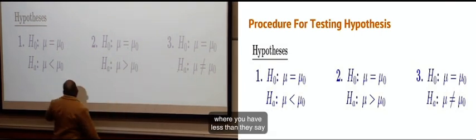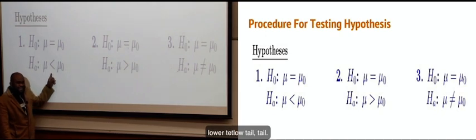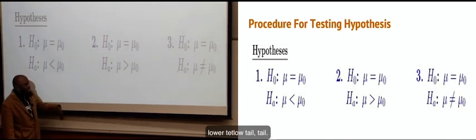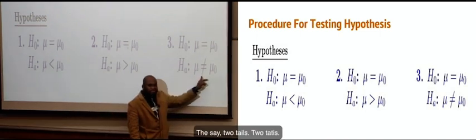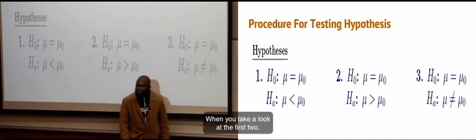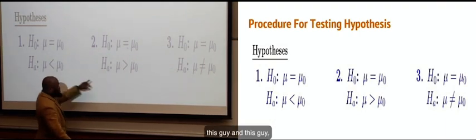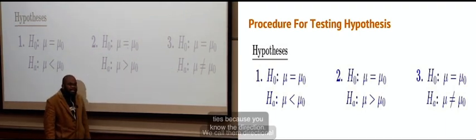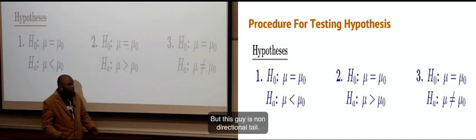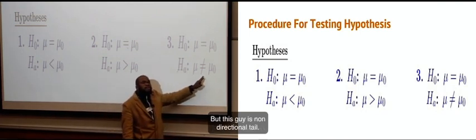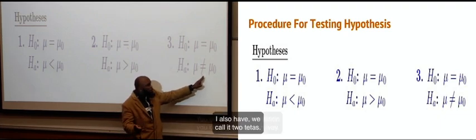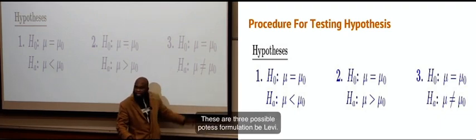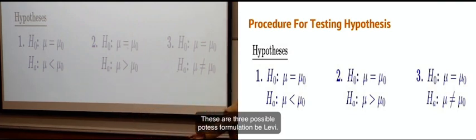So where you have less than, this is a lower tail test. This is an upper tail test. This is a two tail test. When you take a look at the first two, we call them directional tests because you know the direction. But this one is a non-directional test. You don't know the direction. It could proceed in two ways. That is why we call it a two tail test. Does that make sense? These are three possible hypothesis formulations.